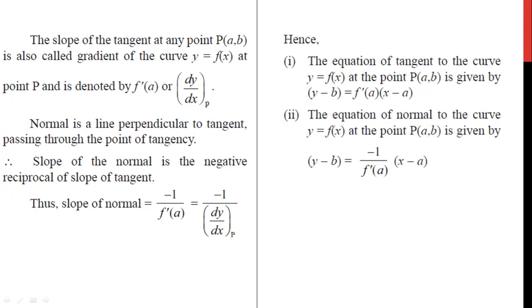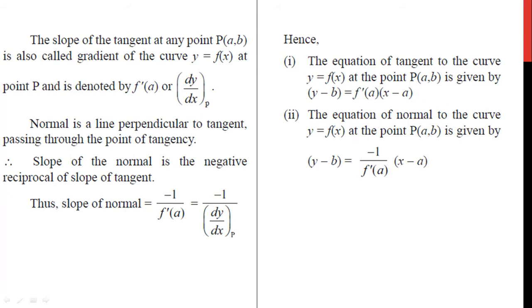So hence, how will you get the equation of the tangent? Now if you have the slope of the tangent at point P (a, b), and one point is also given to you, then by slope point form you will get the equation of tangent. It is given by y minus b is equal to f dash a into bracket x minus a. F dash a is the slope of the tangent at point a or at point P.